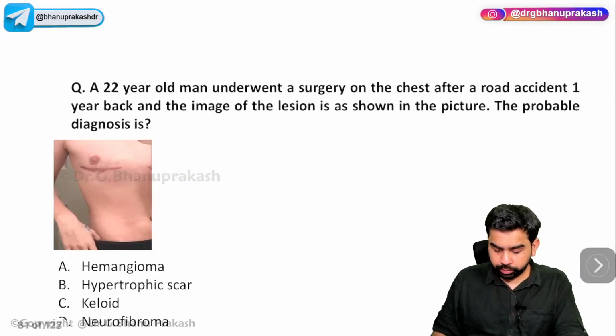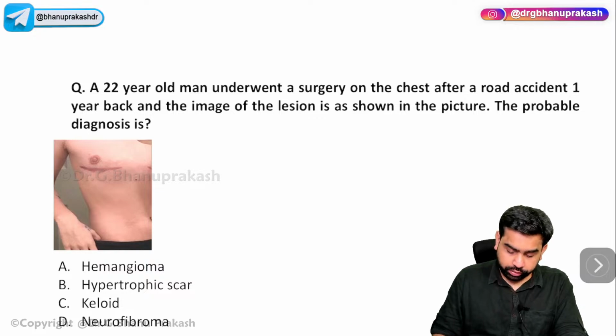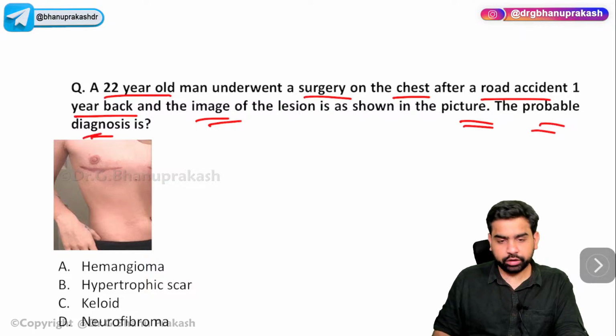Okay, so this is all about the amoebic liver abscess, which we need to cover over here. Now, there's a 22-year-old man who underwent a surgery of the chest after a road traffic accident 1 year back. The image of the lesion has been shown in this figure. What is the most probable diagnosis of this patient?